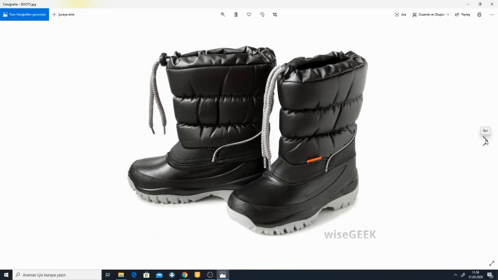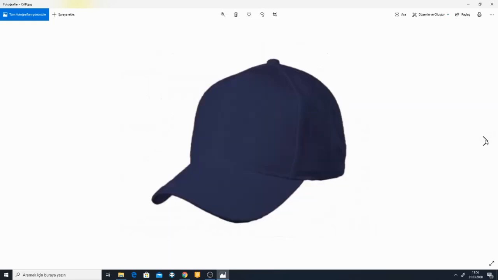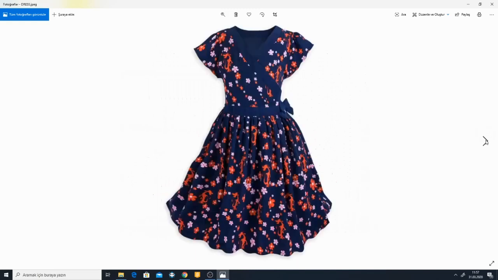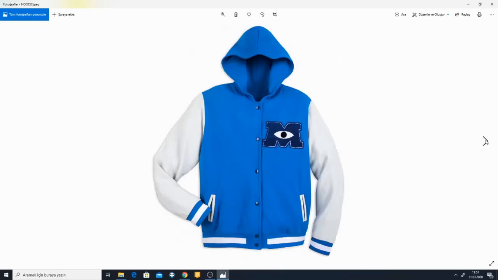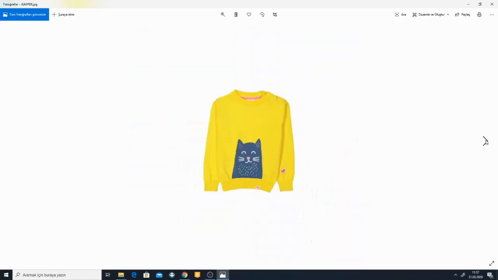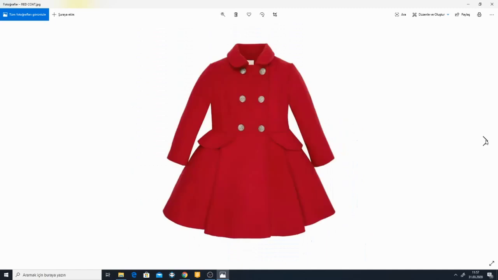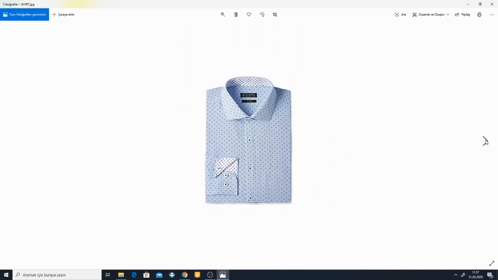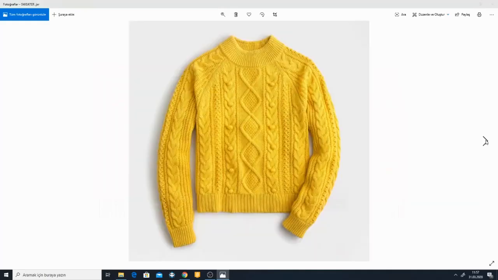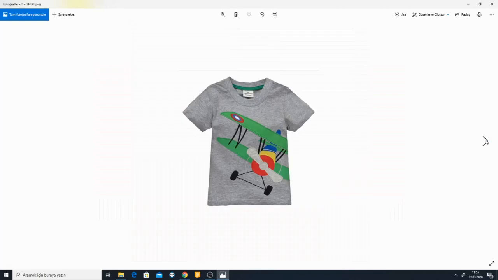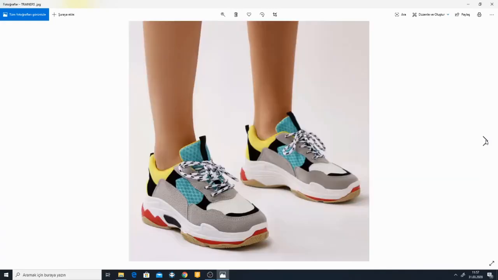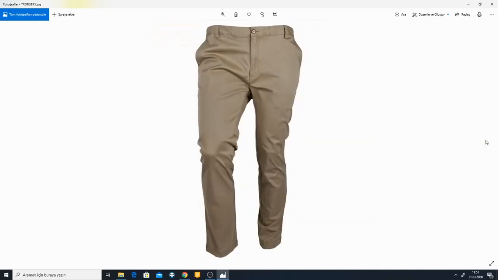Boots. Cap. Dark blue coat. Dress, hoodie, jacket, jeans, jumper, red coat, shirt, shoes, skirt, sweater, t-shirt, top, tracksuit, trainers, trousers.